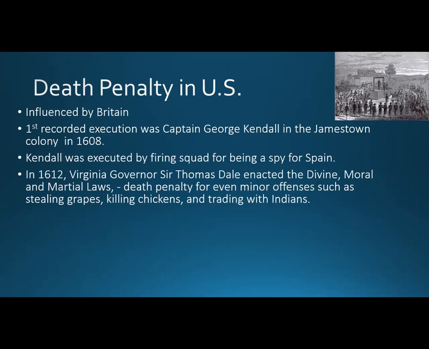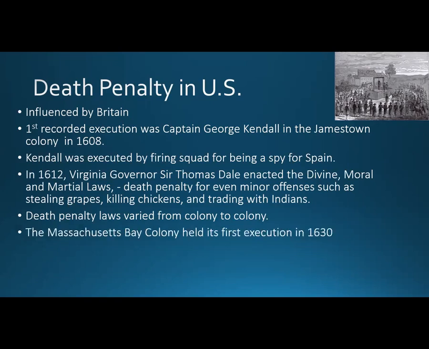And then the next one was 1612. Virginia Governor Thomas Dale enacted the divine, moral, and martial laws. So this governor decided that in Virginia, the death penalty could be for even minor offenses such as stealing grapes, killing chickens, or trading with the Indians. And the death penalty laws varied from colony to colony. It was kind of like state to state. The colonies made their own laws, and there was no consistency in them.